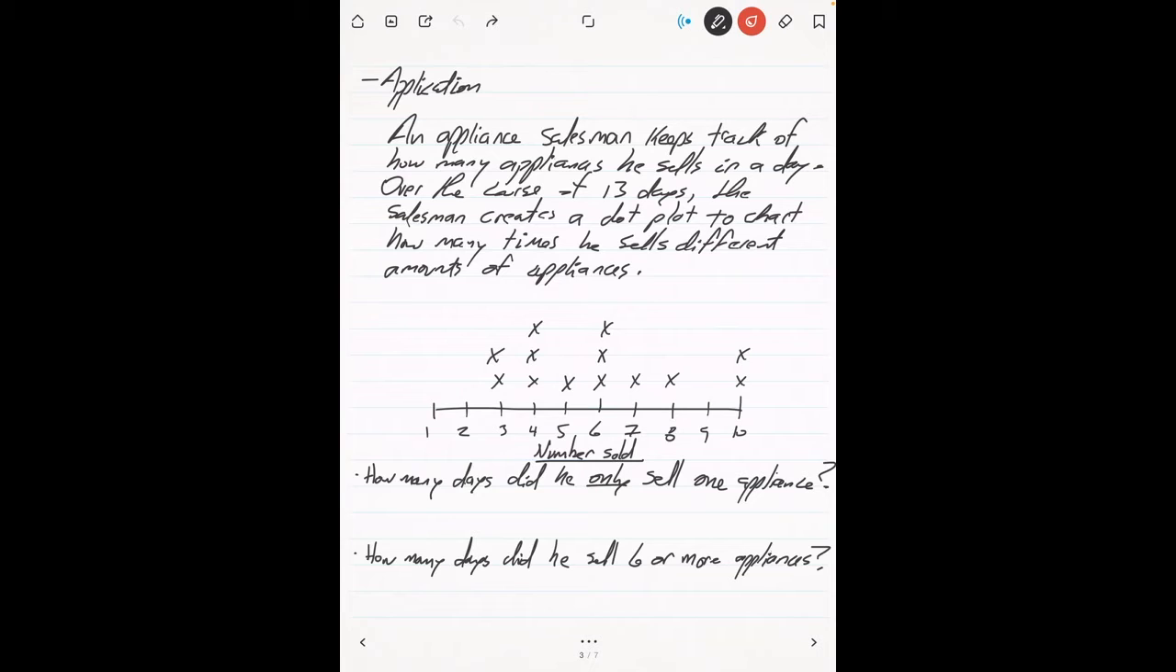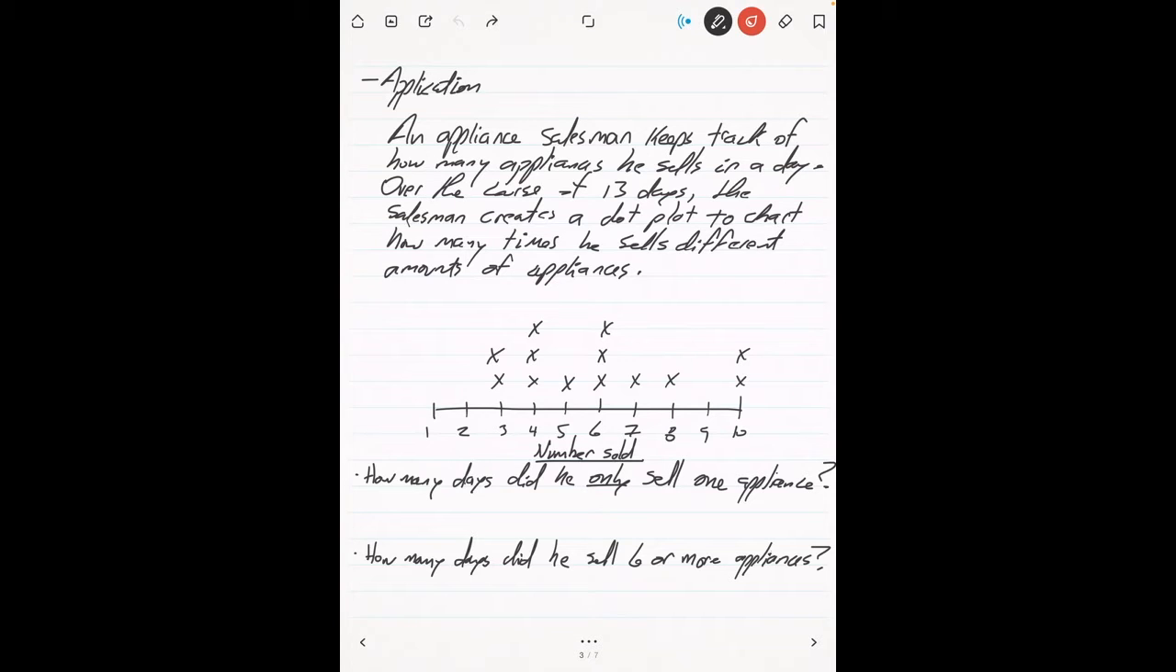So, think about these 2 questions here. How many days did he sell only 1 appliance? Was there a day where it was rather slow and he sold only 1 appliance? And how many days did he sell 6 or more appliances? Keep that phrasing in mind, 6 or more. What I want you to do is pause the video and take a minute to read through these questions and interpret the dot plot here. Remember, a dot plot's telling us how frequently these values are occurring in our data set. How often did these events occur? Okay, so pause the video, take a couple minutes to answer these, and we'll see what you come up with when we return.